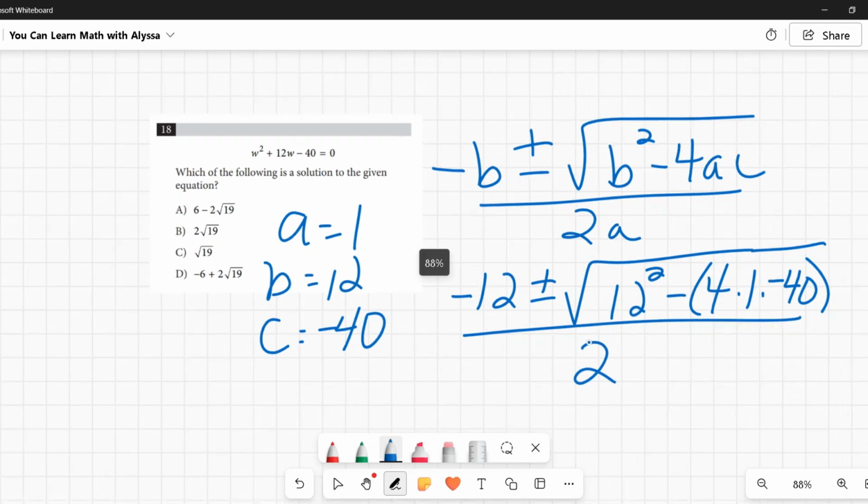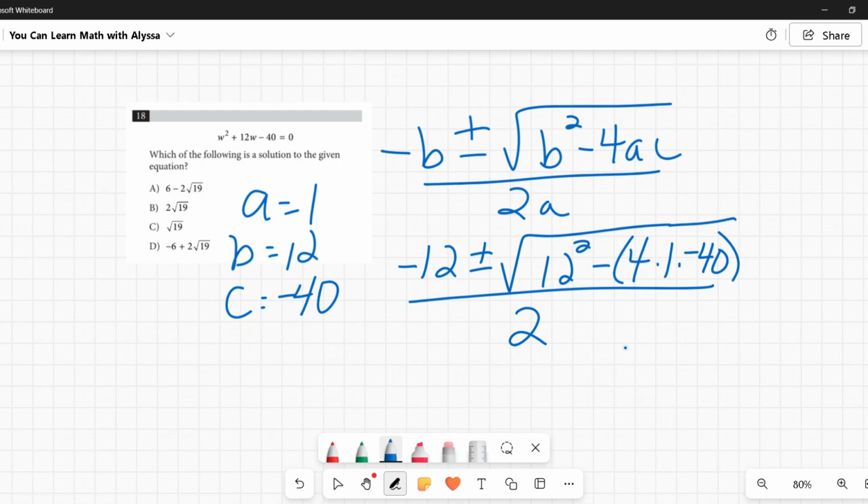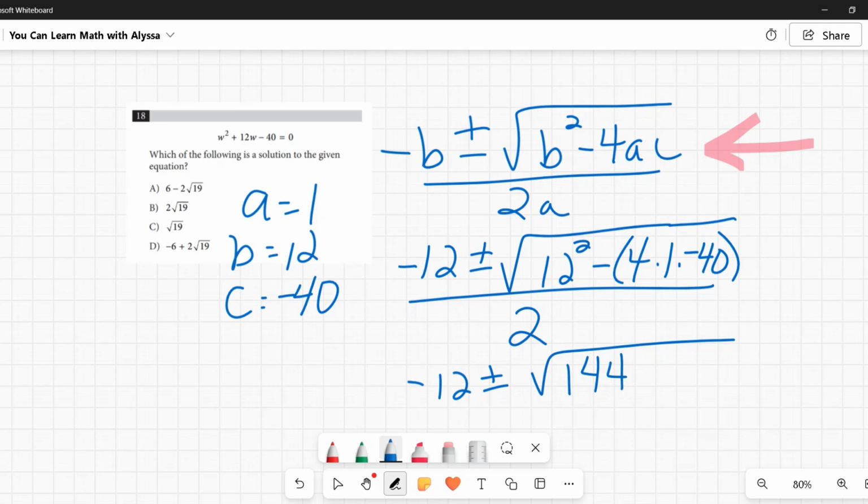And at this point, it is just being careful with your math. I think, honestly, the hardest part of this is memorizing this equation and getting it down solid to the point where you know you have written it down correctly. And then it's just being careful in your math. So negative 12 plus or minus the square root of 12 squared is 144 minus 4 times 1 times negative 40. 4 times 1 is 4. 4 times negative 40 is negative 160. So minus a negative 160 is plus 160, all over 2.